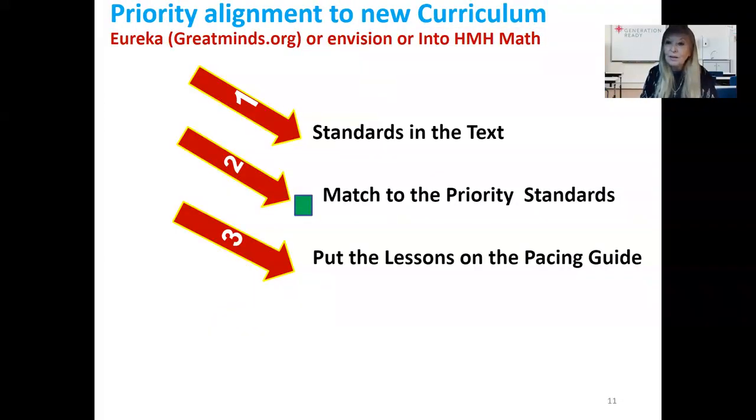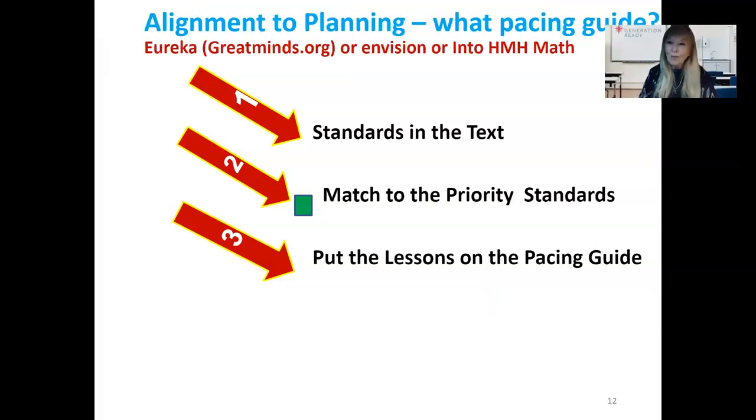So how does this go? 1, 2, 3. Standards in the text, match it to priority, put the lessons in the pacing guide. Standards in the text, 1. Match to priority standards, 2. Put the lessons in the pacing guide, 3. And you might say, what pacing guide? I don't have a pacing guide. Where did I get a pacing? Okay.